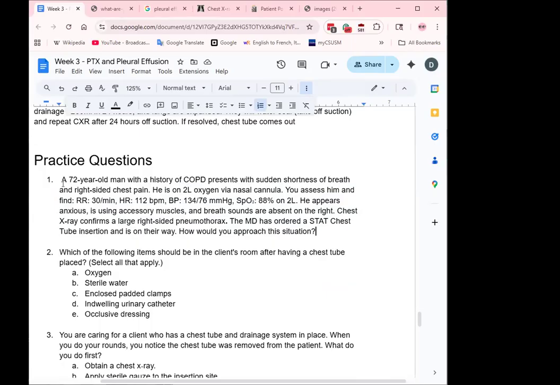So number one: a 72-year-old man with a history of COPD presents with sudden shortness of breath and right-sided chest pain. He is on 2 liters of oxygen via nasal cannula. You assess him and find these vital signs: respirations of 30 per minute, heart rate of 112, blood pressure of 134/76, SpO2 of 88% on those 2 liters. He appears anxious and is using accessory muscles. Breath sounds are absent on the right. Chest X-ray confirms a large right-sided pneumothorax. The MD has ordered a stat chest tube insertion and is on their way. How would you approach the situation? Yeah, I definitely wrote this one.